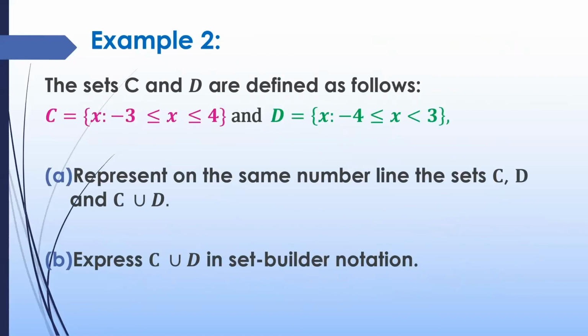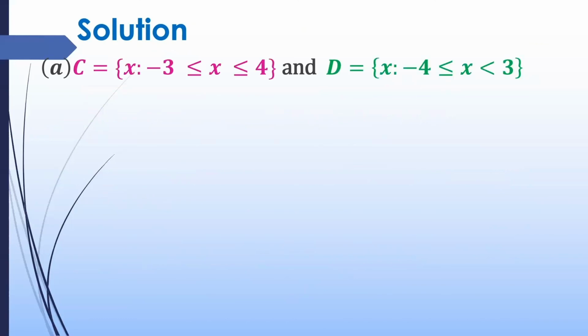Let us look at this example. The sets C and D are defined as follows. So you have your set C and you have your set D. Part A, represent on the same number line the sets C, D, and C union D. Part B, express C union D in set builder notation. So here is the solution.